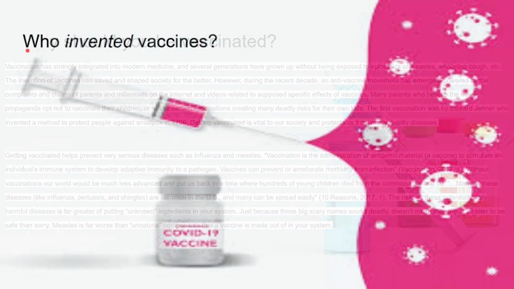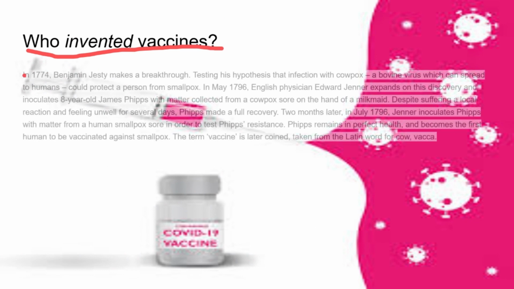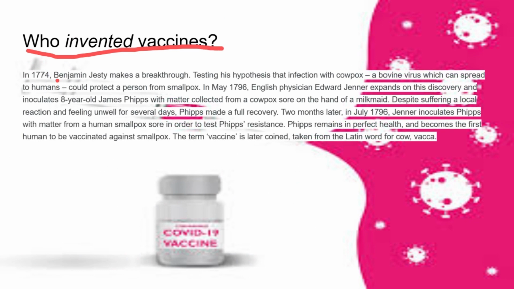So, who invented vaccines? In 1774, Benjamin Jesty tests his hypothesis that infection with cowpox, a virus which has mild effects and spreads to humans, could protect a person from smallpox, which is very severe. In May 1796, English physician Edward Jenner hears of Benjamin Jesty's hypothesis, and he puts it to the test.